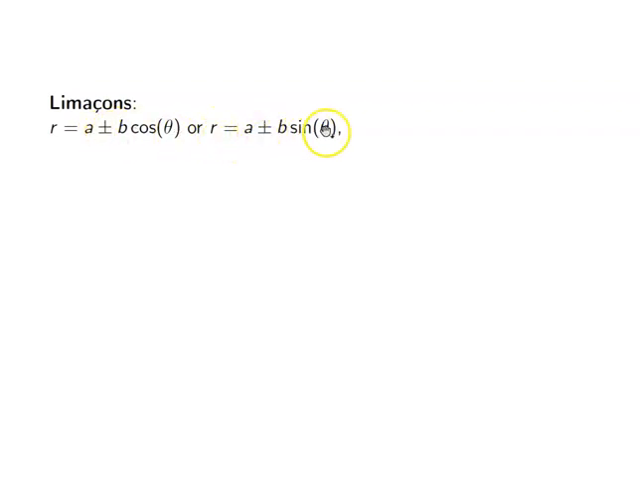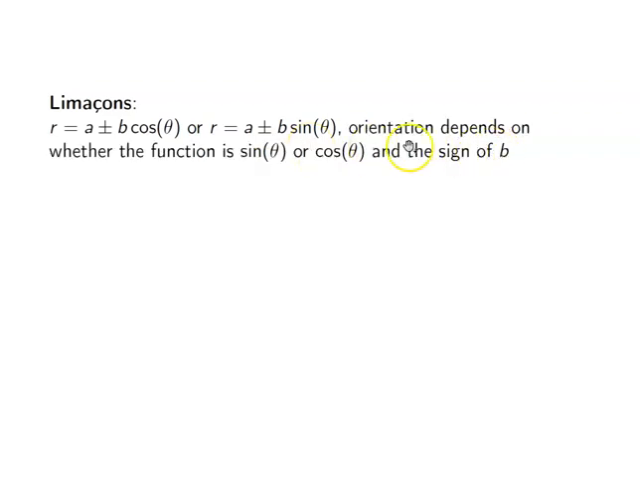r equals a plus or minus b sine theta. So again, you'll notice that if we have something that has a cosine in it, it's kind of angled to the left or the right. If I have something with a sine in it, it'll be kind of more centered along the up or down, right? The y-axis for sines, x-axis for cosines. So along the polar axis and along the line theta equals pi over 2, I'm sorry.